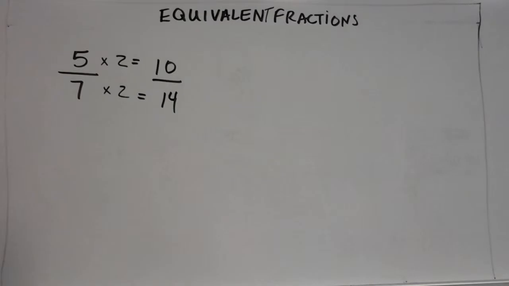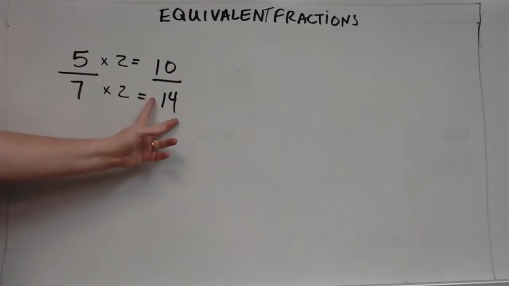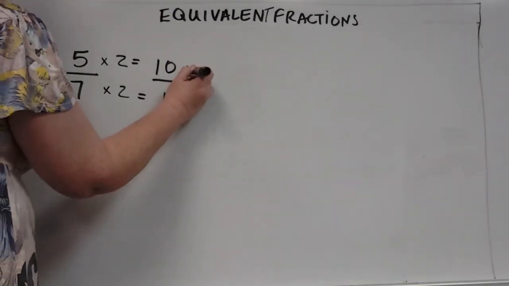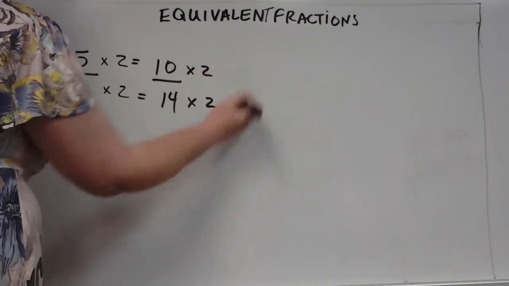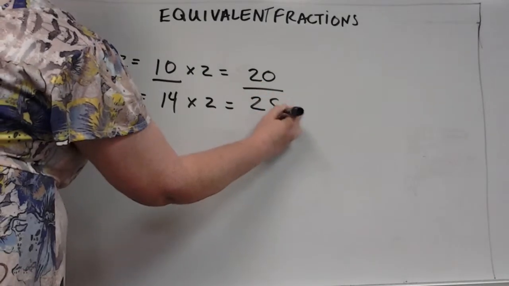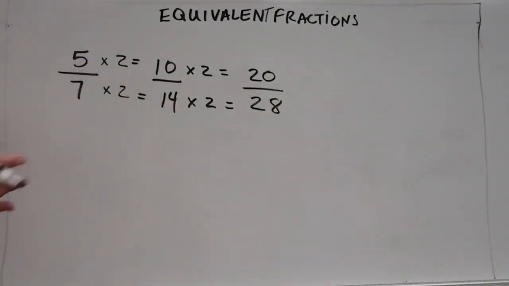Wouldn't 10 out of 14 be the same amount as 5 out of 7? If I had a circle with 7 pieces and I kept 5 of them, wouldn't that be the same as having a circle with 14 pieces and we kept 10 of them? Those are equivalent. Could you make another equivalent fraction? Sure. How about multiplying this by 2? That would be 20 over 28. That's the same thing. I could make equivalent fractions all day long.